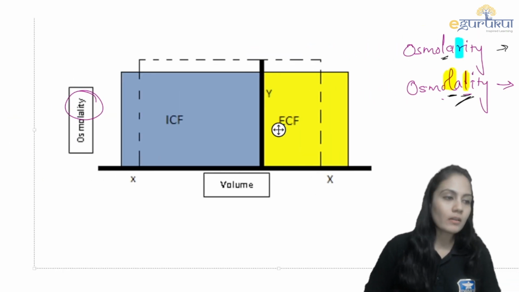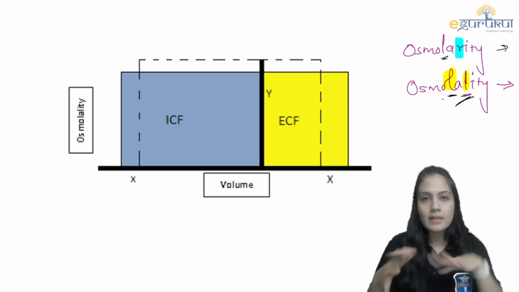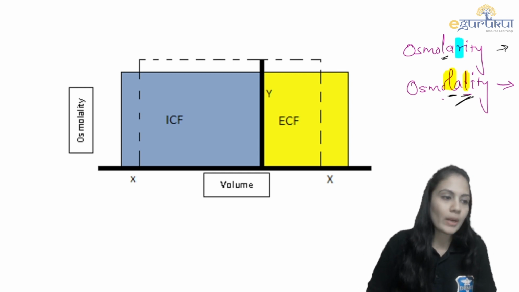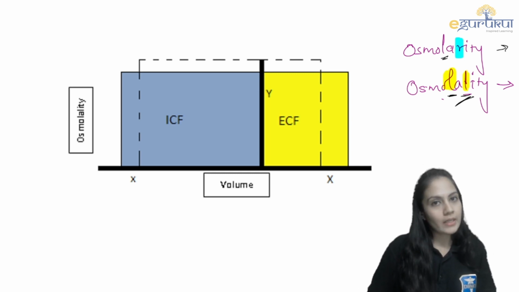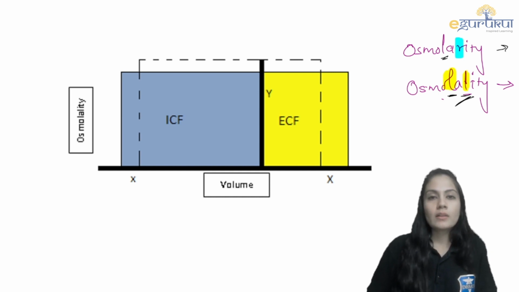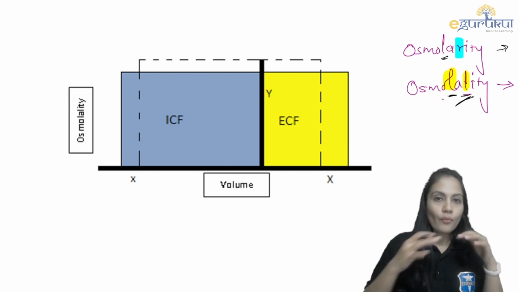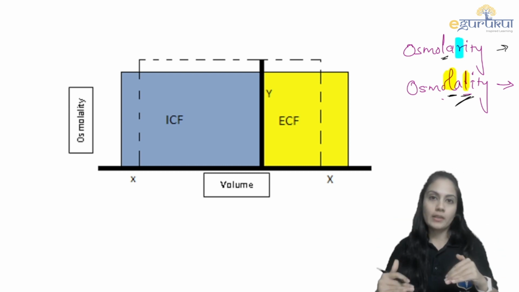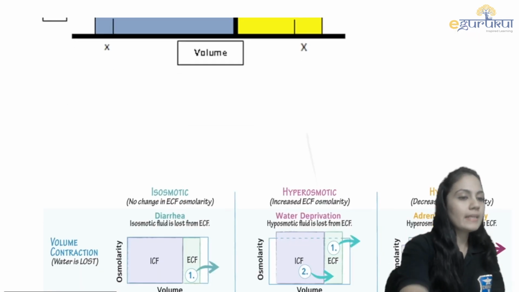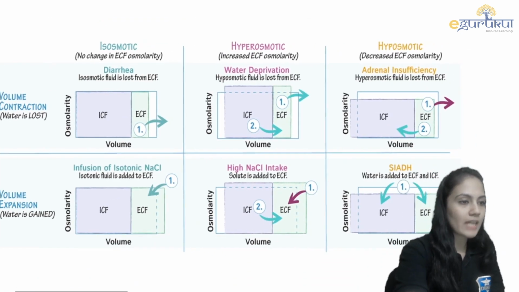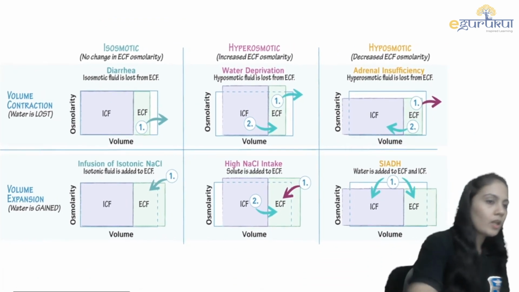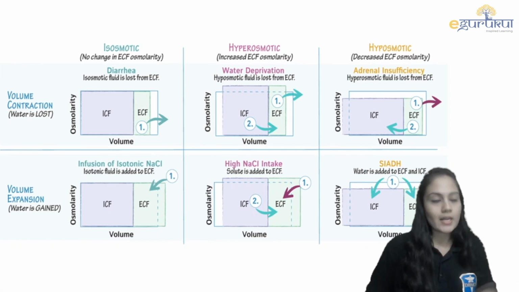So it doesn't matter in the Darrow-Yannet diagram because these are similar ones only. You take either osmolarity or osmolality, it is one and the same. The thing over here is to check whether it is going to increase or decrease. So let's see one by one. I have a diagram for you guys to make it easier to understand.